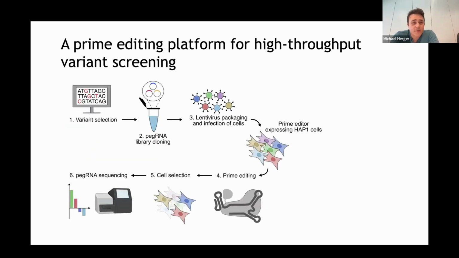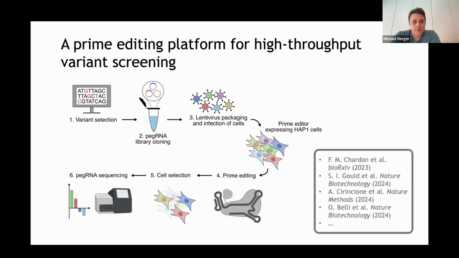So as I said, we set out to establish a prime editing platform for high throughput variant screening, similar to currently available nuclease-based knockout screens and base editing screens. I just want to mention here that various other groups have also established similar platforms around the same time that we did. The known comprehensive list of these are listed on this slide.